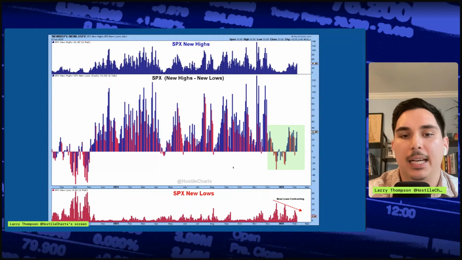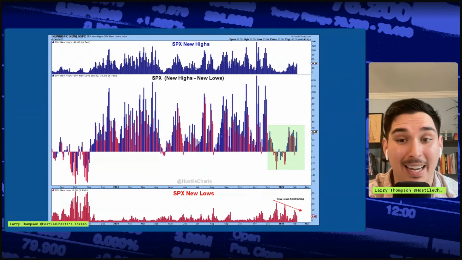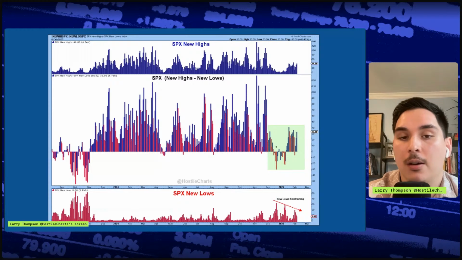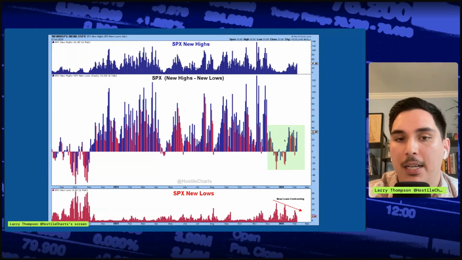So what I want to highlight here is the muted activity we see in new highs and new lows, right? You can see all of 2024, the market ripped, right? Great year to be in the market. Buy any type of dips. There really weren't any dips. And we started this year, as you can see, with muted new highs minus new lows.